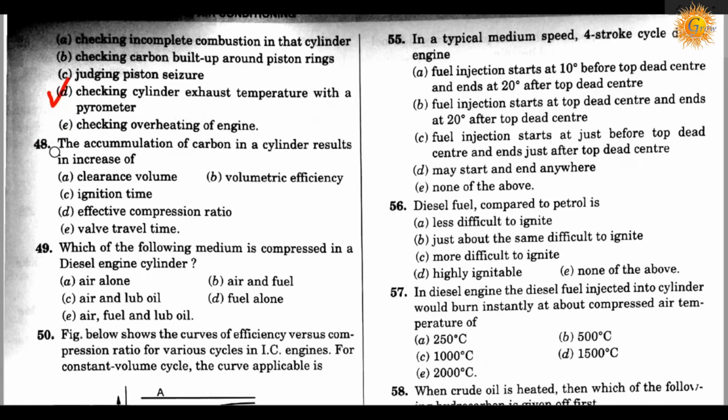Question number 48. The accumulation of carbon in a cylinder results in an increase of: option A, clearance volume; option B, volumetric efficiency; option C, ignition time; option D, effective compression ratio; option E, valve travel time. So the correct answer is D, effective compression ratio.